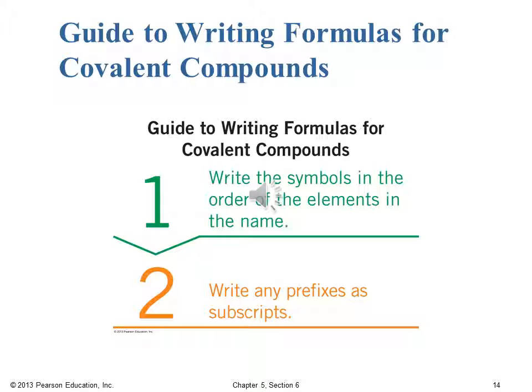Alright, so hopefully we're getting comfortable with naming these things, and now we're going to be able to go ahead and write them from their name. This is actually easier in my opinion, so hopefully you'll find that to be the case as well. And look, we only have 2 steps to our guide, so it's got to be easier, right? Number 1, write the symbols in the order of the elements in the name, and then number 2, write any prefixes as subscripts after that element symbol.